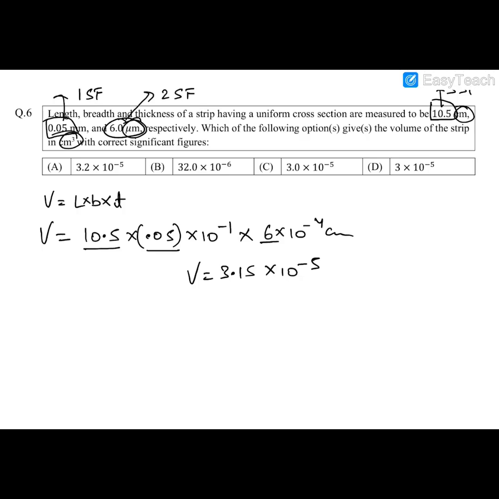Okay, so the least number of significant figures is 1, so the answer will be reported in 1 significant figure by rounding off. So this will be 3 into 10 raised to power minus 5. So the correct answer will be option number D. Now we move on to the next question.